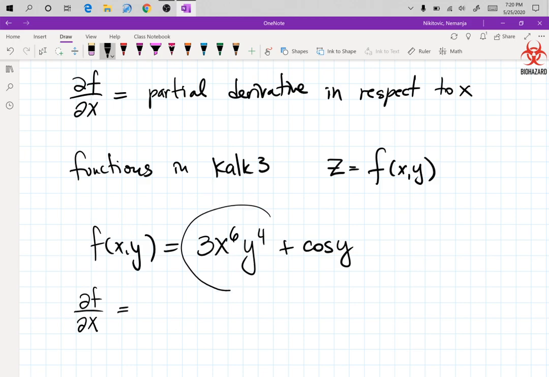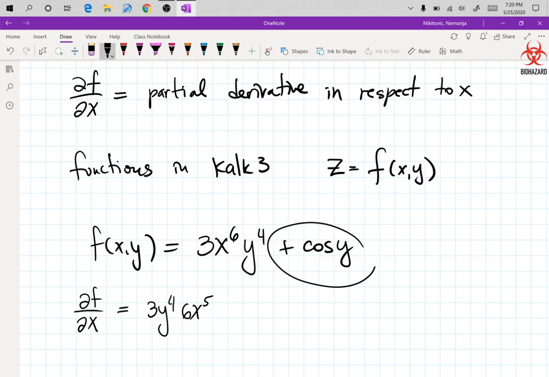So when you look at the first term, if x is a variable here, then 3y to the 4th is a constant. So we're going to have 3y to the 4th, that's a constant which we copy, and then I have 6x to the 5, which is the derivative of x to the 6. And then there are no x's here, so that's going to be plus big fat 0 right there, because the derivative of a constant is 0. Remember, y is a constant in the eyes of the differentiation with respect to x. So derivative of a constant is 0.